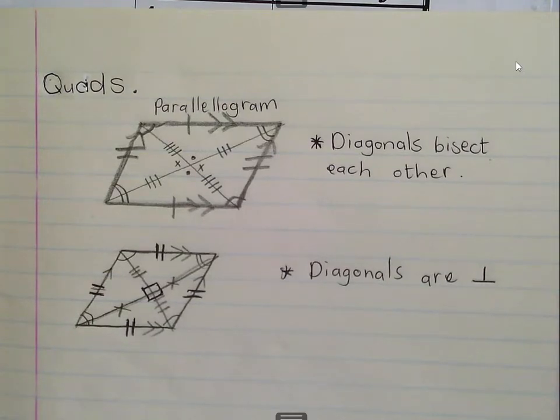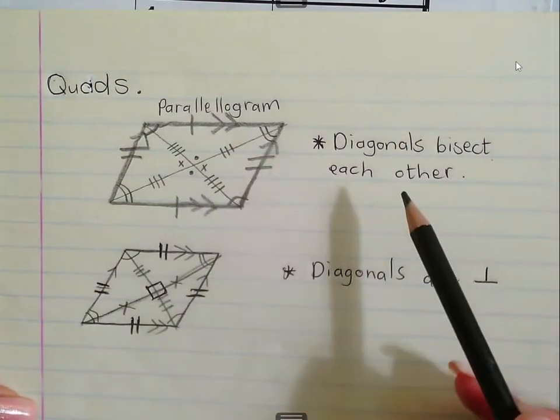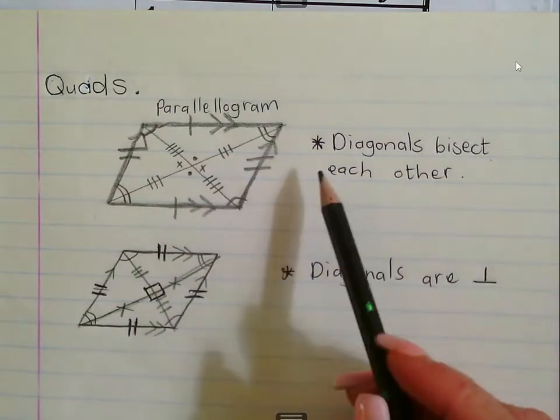So the parallelogram, the rhombus, the rectangle and the square, they are all parallelograms. But the parallelogram is not a rhombus, and the parallelogram is not a square, and the parallelogram is not a rectangle.